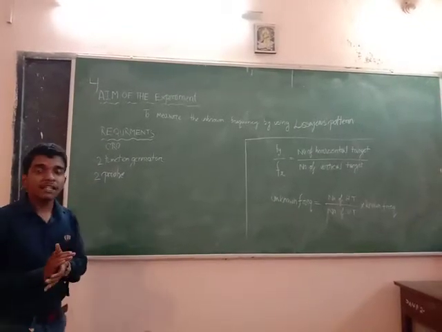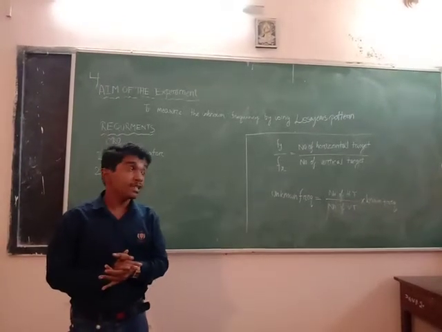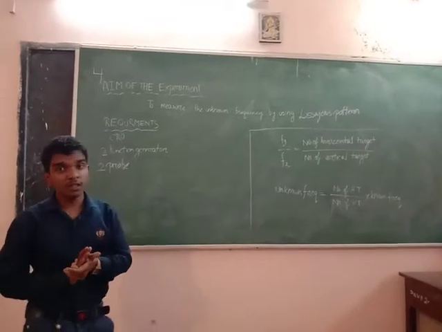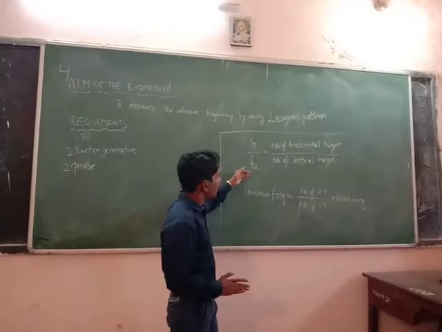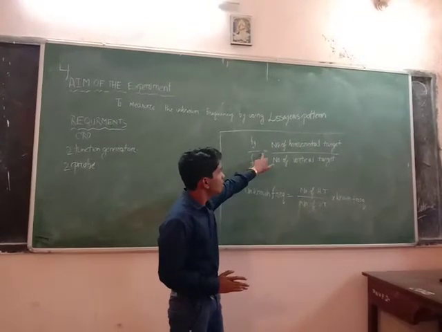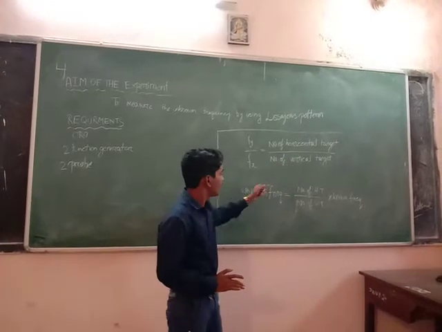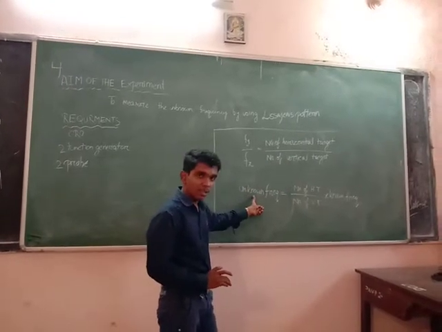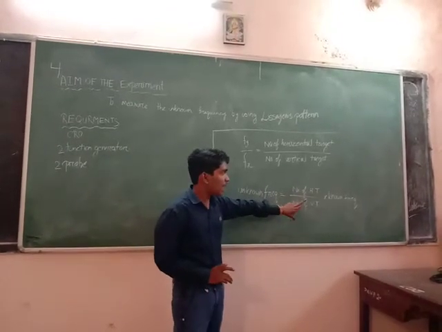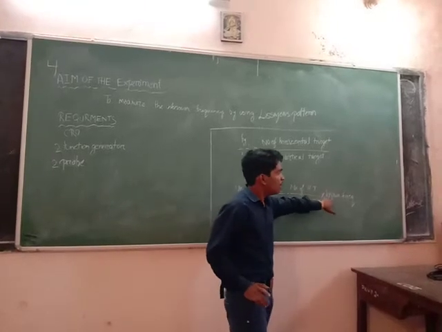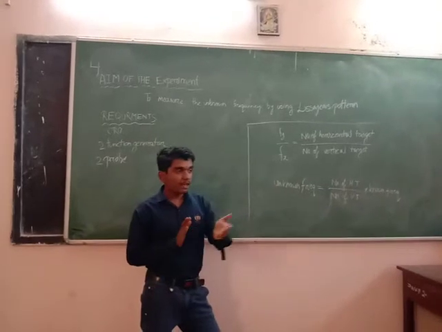The Lissajous pattern is generally used to measure phase angle and frequency. By using this experiment, we measure only the frequency. The formula for measuring the frequency is Fy by Fx is equal to number of horizontal tangents by number of vertical tangents. The unknown frequency is equal to number of horizontal tangents by number of vertical tangents into known frequency. So now we perform this experiment by using CRO.